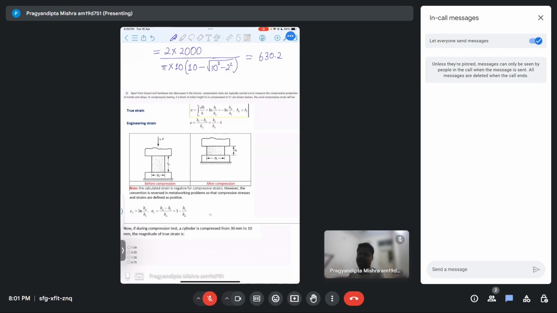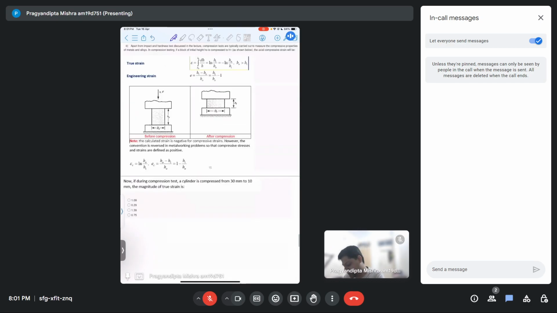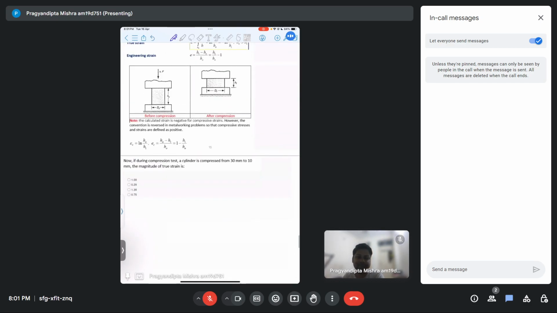Apart from impact and hardness test, there is also something known as compression test, okay? And they are carried out to measure the compressive properties of metals and alloys. They have given us the formula for finding true strain and engineering strain, using different cases. Now, they have asked us, a cylinder is compressed from 30 mm to 10 mm. Find the magnitude of true strain.